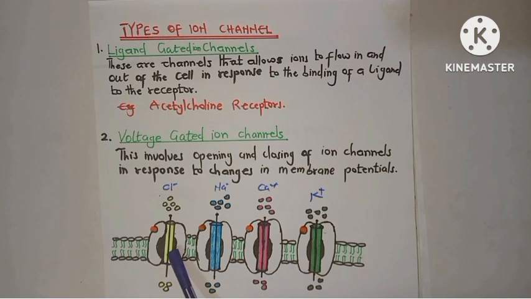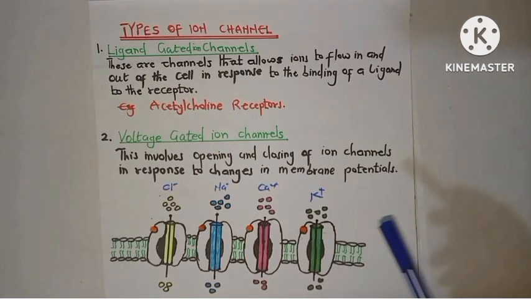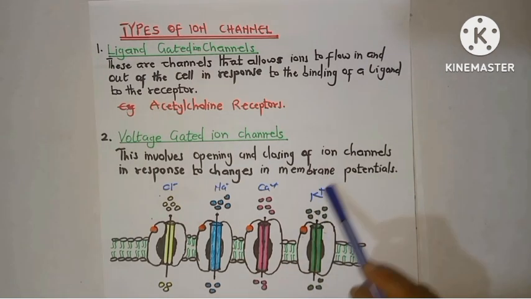In this type of channel we have a voltage sensor that is attached to the ion channel, and a change in this voltage will cause the opening of the channel to allow the movement of ions. And the voltage gated channels, we have so many of them. We have the chloride voltage gated channel, which allows the movement of chloride ions. We also have the sodium voltage gated ion channel, which allows the movement of sodium ions. You have the calcium voltage gated ion channel, which allows the movement of calcium ions, and you also have the potassium voltage gated ion channels, which allow the movement of potassium ions.